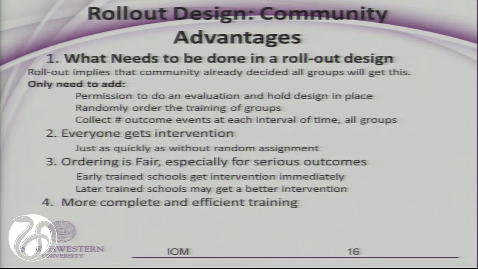Here's a couple of things that I have in terms of advantage on this one. First of all, the things that you need to do for this design, rollout means that the community already has decided that everybody is going to get the intervention. So that's a key piece to the whole thing. You need to add the following, that there has to be permission to do an evaluation and hold the design in place. You have to be able to randomly order the training of the groups and put that on a master schedule, and then also collect the number of outcome events at each interval of time for all groups.